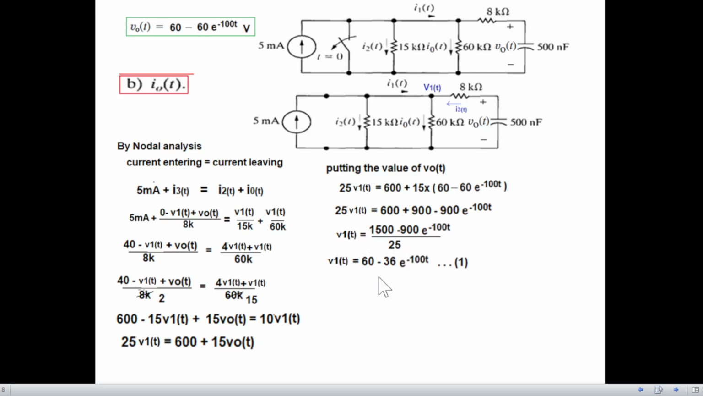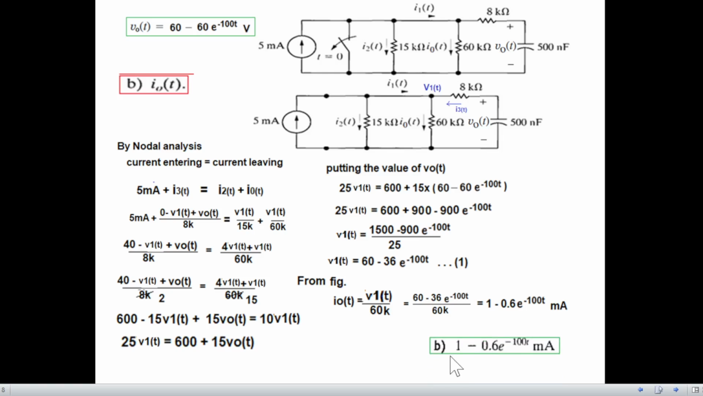So V1(t) from here, and this dividing will be 60 minus 36 e raised to the power minus 100t. And so now we can find I0(t). This is V1(t) divided by 60K. So plugging in this value divided by 60K, the answer will be 1.1 minus 0.6 e raised to the power minus 100t milliampere. Remember, because we are dividing by K, the answer will be in milli. And this is the answer given in the book. So we have the same answer.